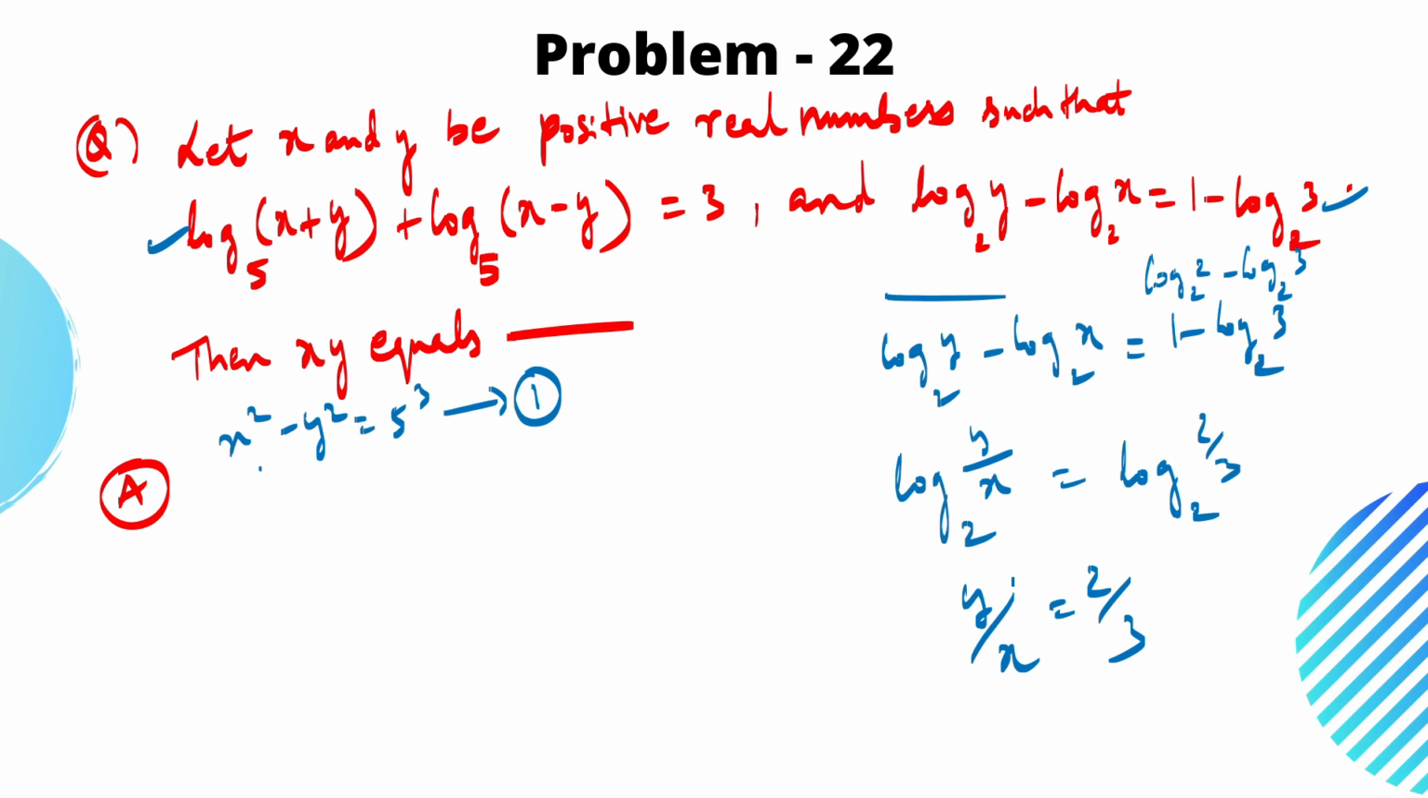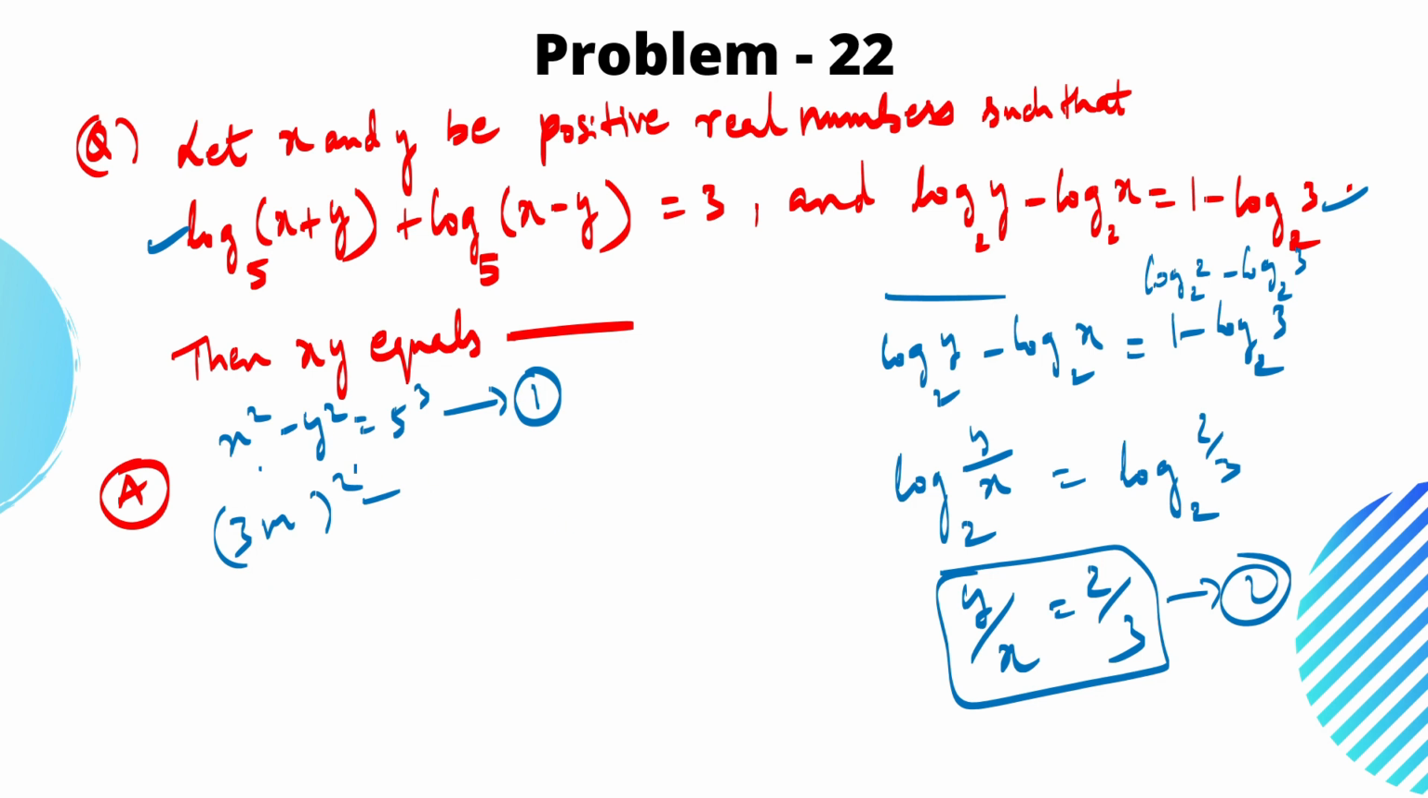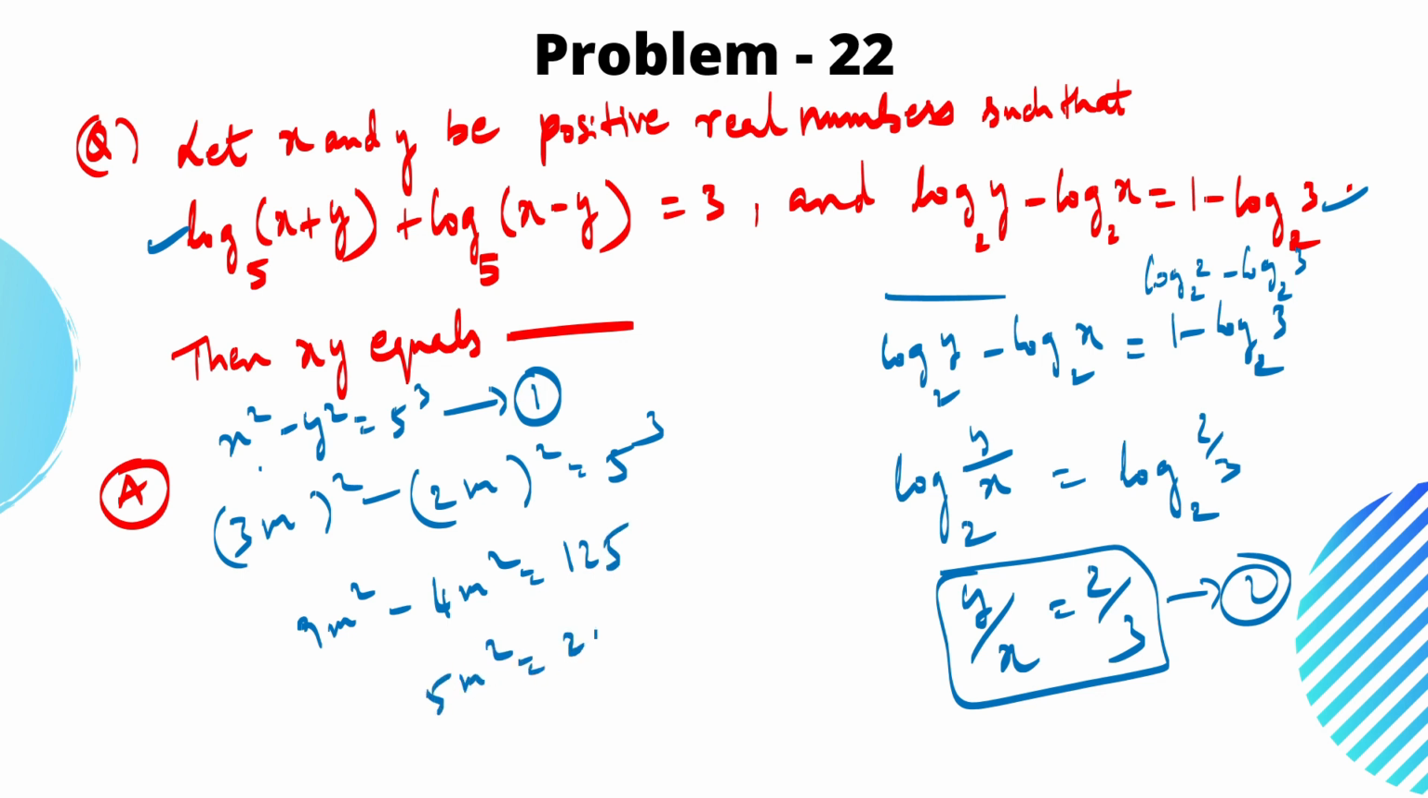And we also know the equation. This is the second one. This is the first one. So let us take x as 3m, whole square, minus, and substitute in the first equation y as 2m, whole square. This is equal to 5 cube. So 9m square minus 4m square is equal to 125. 5m square is equal to 125. Right, m square is equal to 25. M is equal to 5.